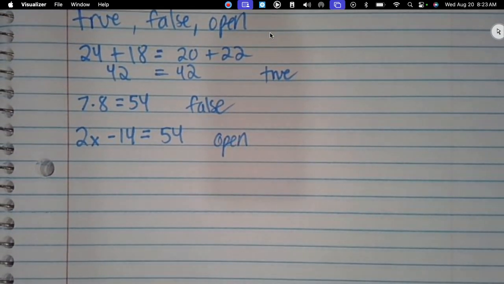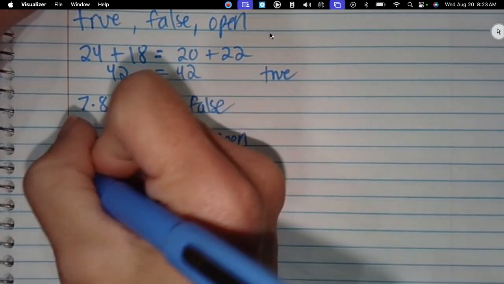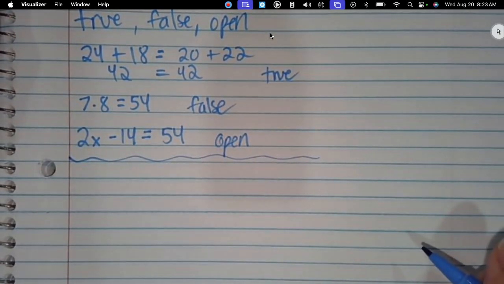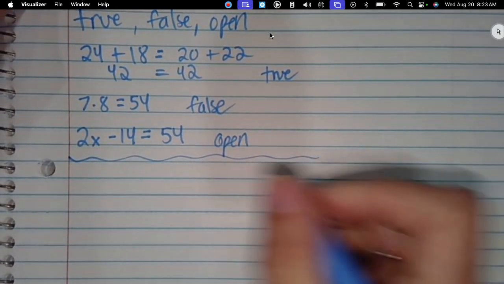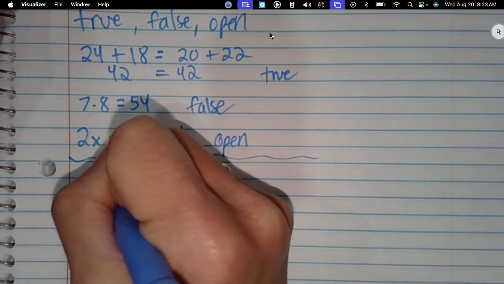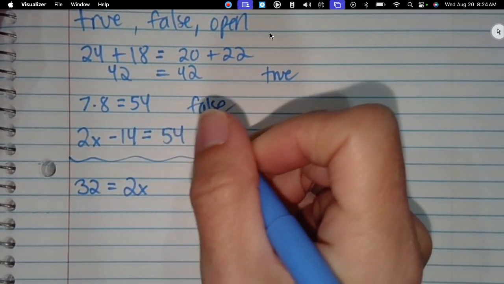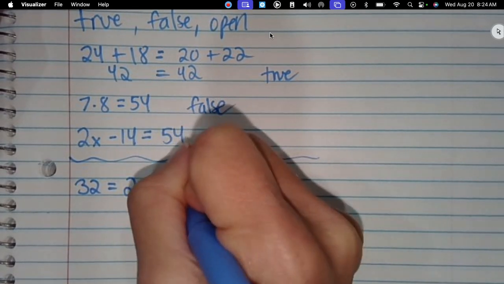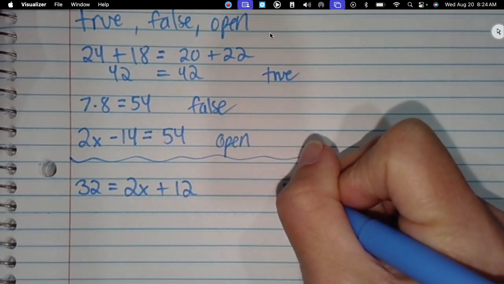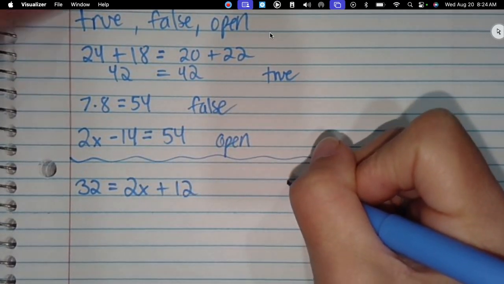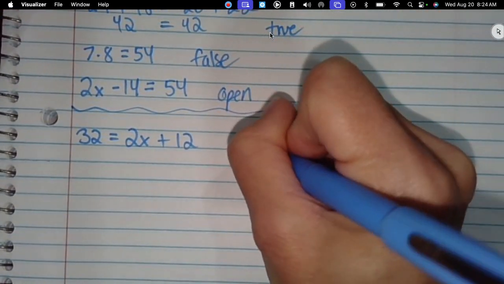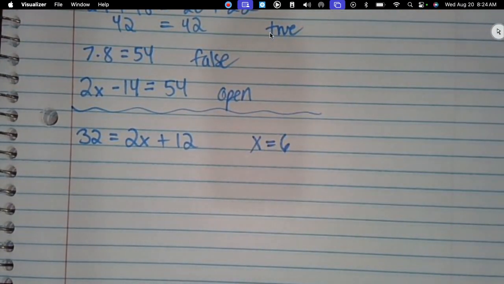Okay. The next thing, it wants us to find a solution. So, or see if it's a solution. If I have 32 equals 2x plus 12. It wants to know, it's not asking us to solve yet. Okay, not yet. Is this a solution?